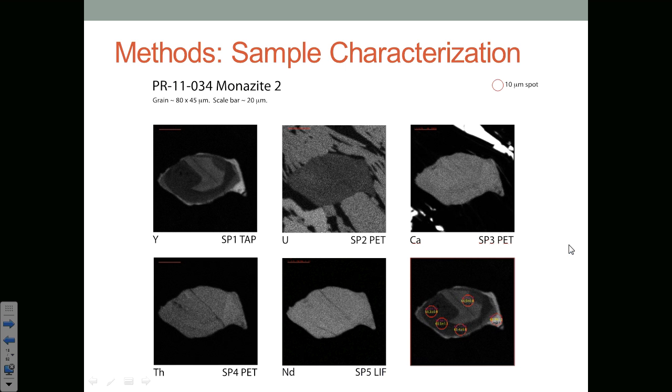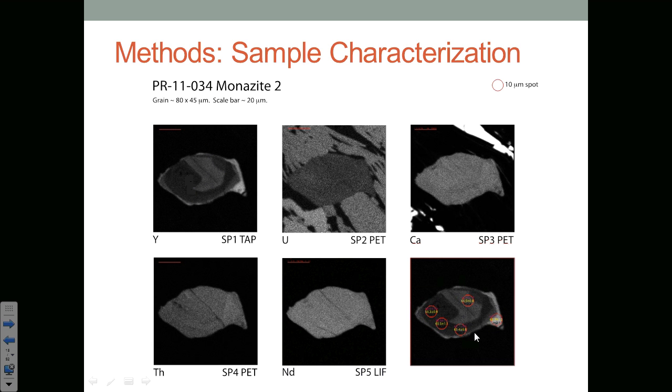And then what we do is, again, either using the SEM with the EDS or with the electron microprobe, we obtain element maps of the grains themselves. So this is one single monazite grain, and we collect, in this case, yttrium, uranium, calcium, thorium, neodymium. And it's usually the yttrium or thorium maps that are interesting in terms of whether there's zonation present. We do this to guide the choice of where we want to actually put the laser spot down. In this case, we would definitely want to measure this high yttrium zone and then get measurements in the low yttrium zone.